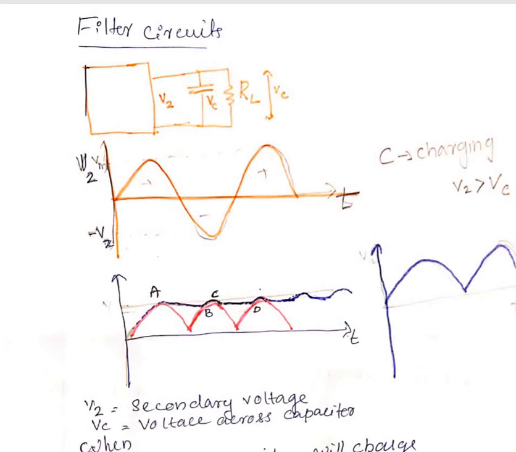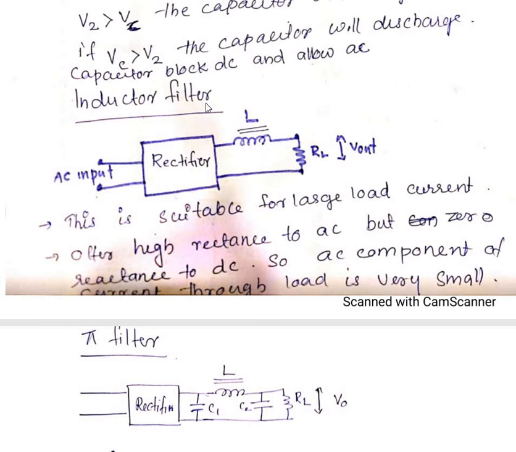Okay. So here an inductor is used as a filter circuit. This is the rectifier and this is the rectifier output. When the current reaches here, this inductor offers some inductive reactance to AC, so it blocks some AC, but it offers zero resistance to DC. So DC can easily pass through it. Some AC is blocked here because it offers some inductive reactance to the AC.